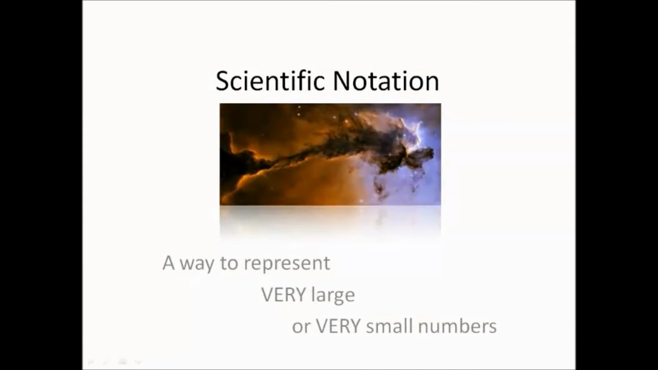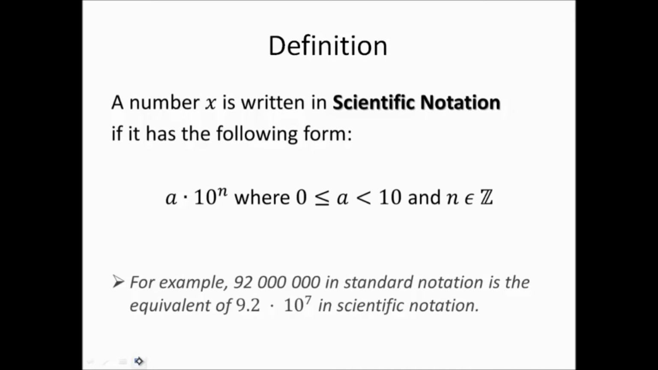This lesson is on scientific notation. Scientific notation allows us to represent very large or very small numbers in a more concise format. The definition of a number written in scientific notation is that it has this form. It's a number that is less than 10, between 0 and 10, times 10 to the power of some integer.